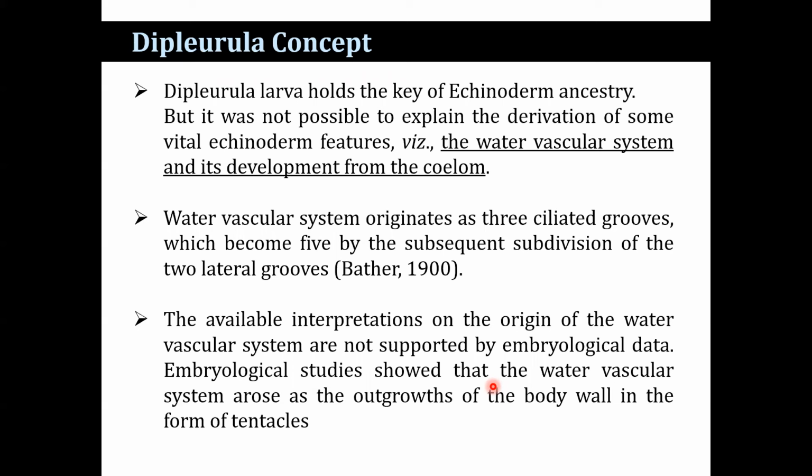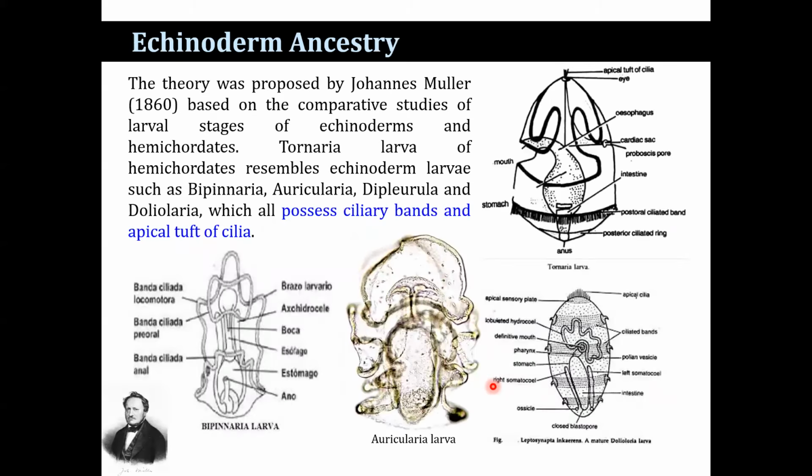And according to Bather, 1900, the water vascular system originates as three ciliated groups, which become five by the subsequent subdivision of the two lateral groups. The available interpretations on the origin of the water vascular system are not supported by embryological data. Embryological studies showed that the water vascular system arose as outgrowths of the body wall in the form of tentacles. Now, what is the echinoderm theory?